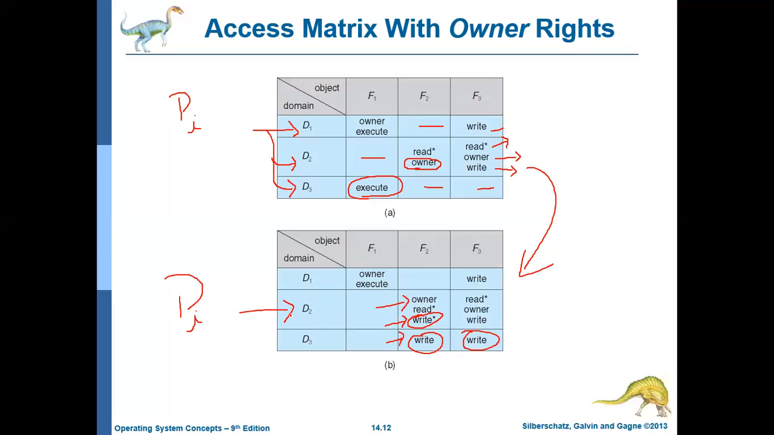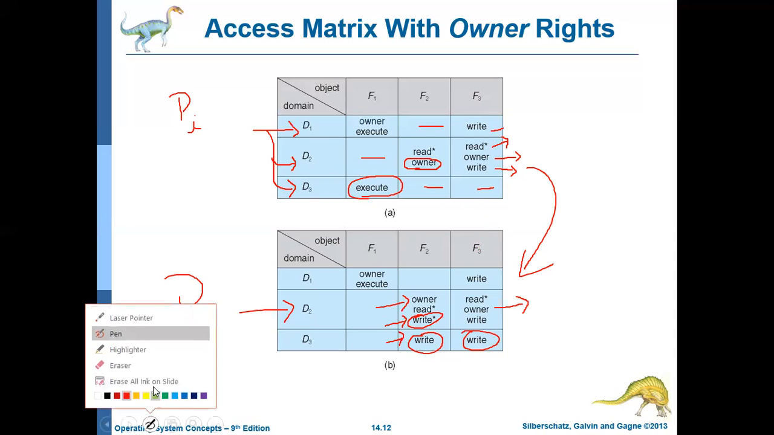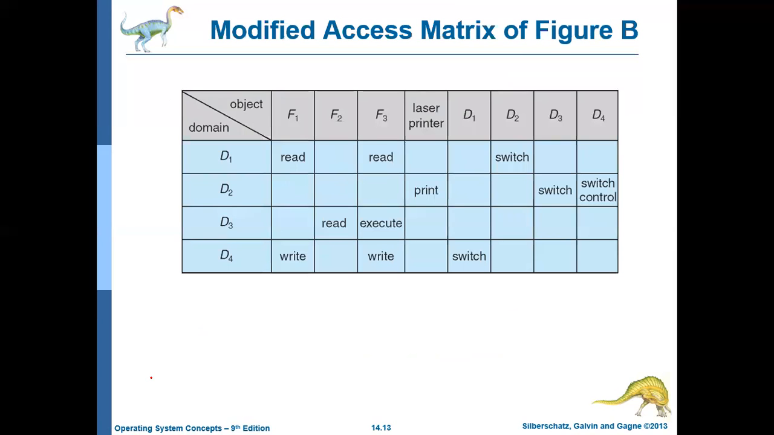Similarly, when the process P1 is executing on domain D2, it has ownership on the object F3. So the owner can add or remove any privileges. So here the owner is adding write privilege to the domain D3 for the object F3. So this is how the table was transformed, something like this. Okay, fine. So similarly, there is another privilege which is called control.